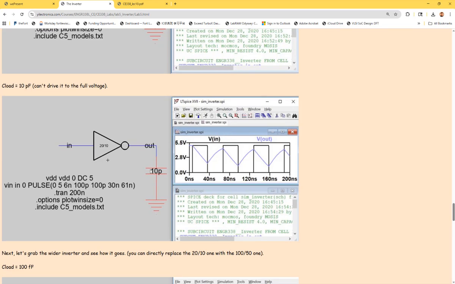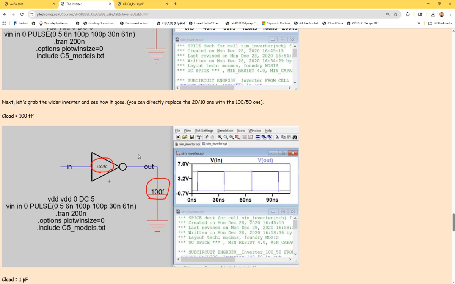If I increase it to 10 picofarads, you can tell this little inverter is not able to drive it. It's oscillating. It's not able to fully charge and discharge the capacitor during this time period or at this frequency. You can say either the driving capability is too small, or you can say the speed of the circuit is too fast. You need to slow it down. Either way, you need to improve it.